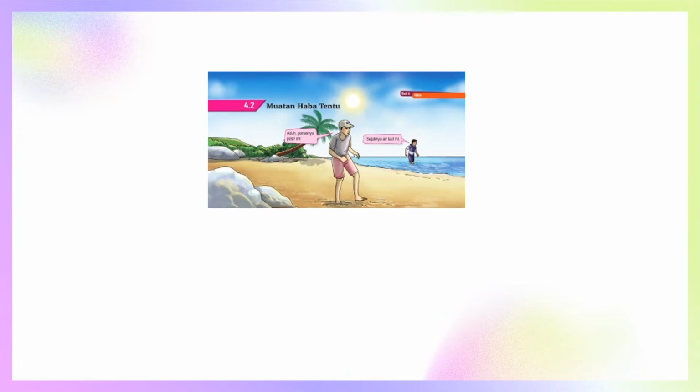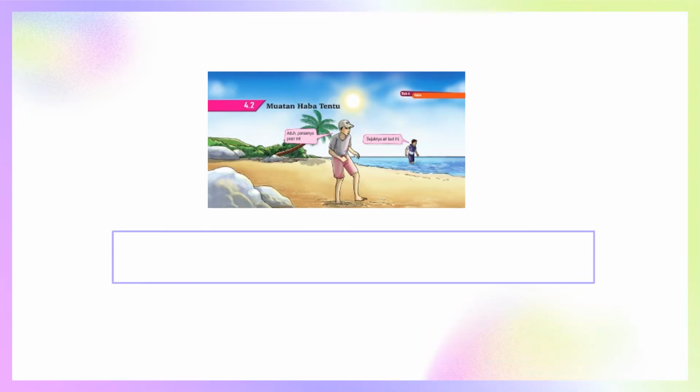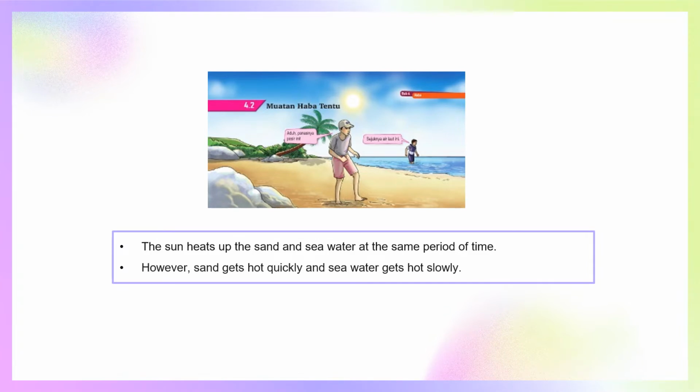Okay, let's see the diagram here. This diagram shows two different situations where the boy with the cap said, "Ouch, the sun is hot," while the other boy said, "The seawater is cold." In this situation, the sun heats up the sand and the seawater at the same period of time. However, the sand gets hot quickly and seawater gets hot slowly. Why does this happen? This is one of the questions we need to answer in this subtopic.